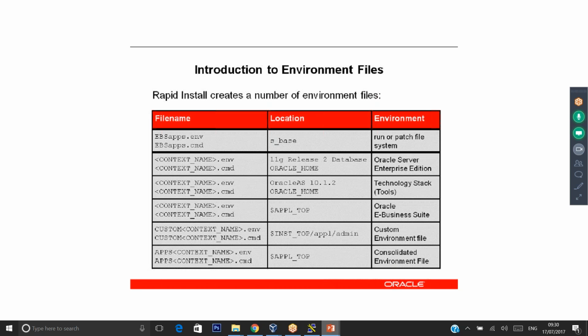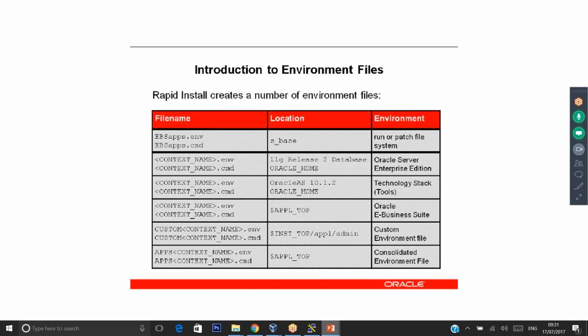So here, to avoid that confusion itself, Oracle has come up with another environment file, which we also call a consolidated environment file. That is the apps context name.env file. Once you log into your application, you don't need to think about other environment files at all. You don't need to think about which environment file needs to be sourced. Once you log into the Oracle Home, if you source the consolidated environment file, that would take care of the other files.